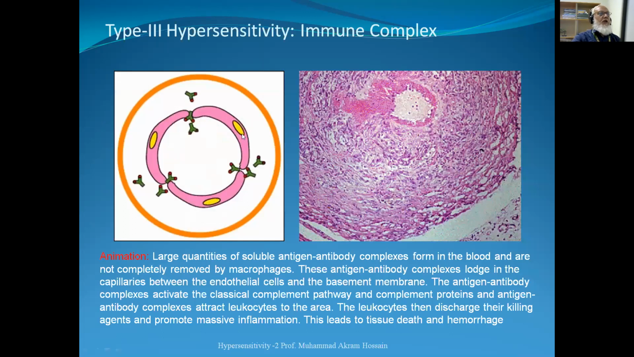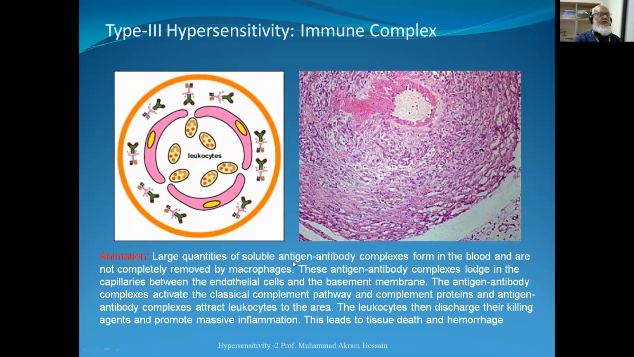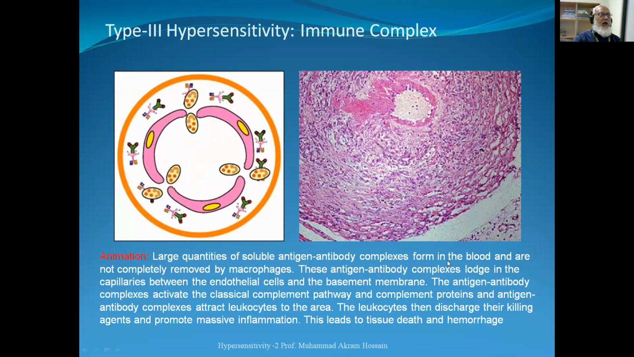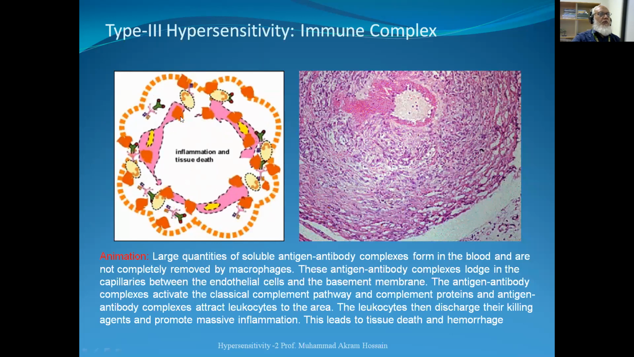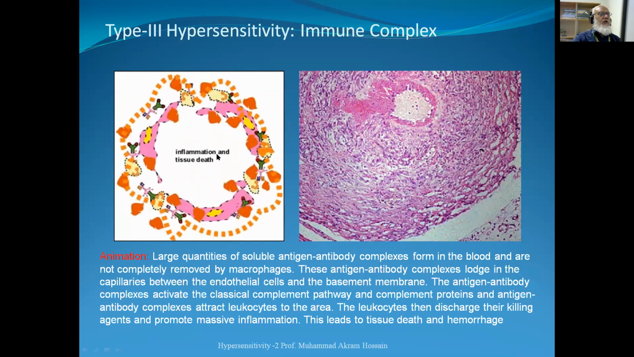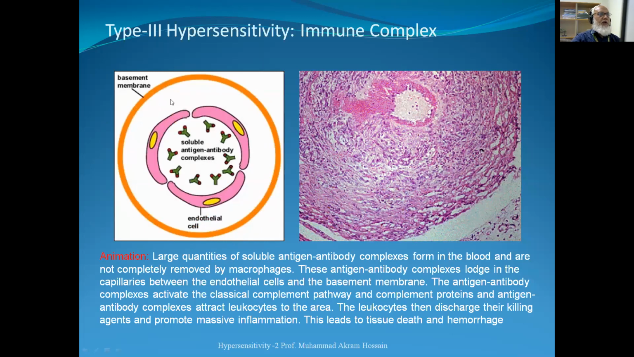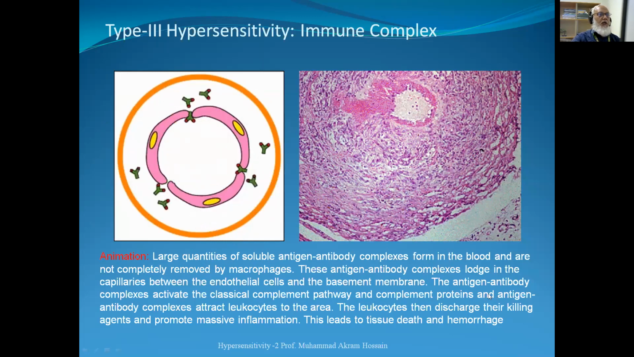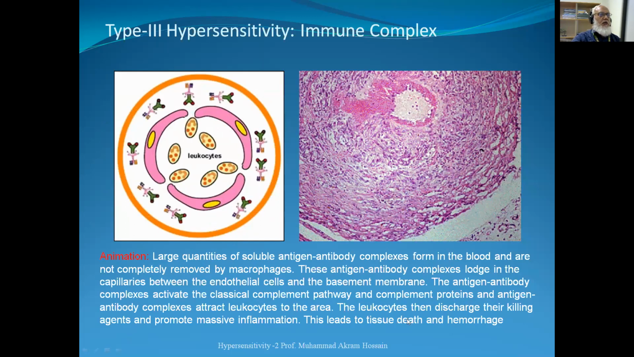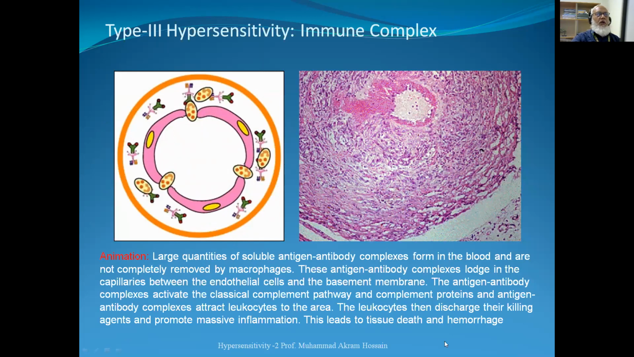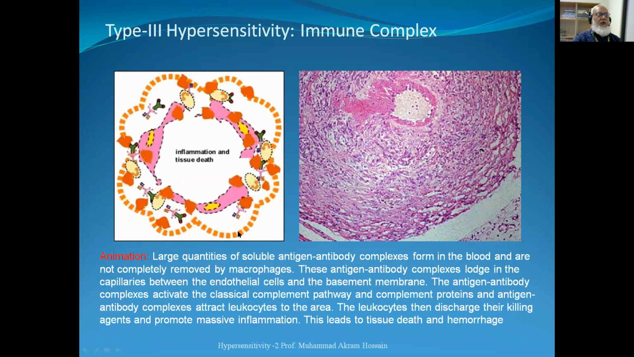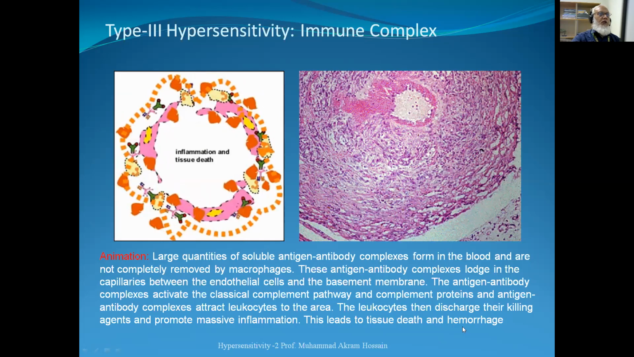Immune complex, you can see the animation here. When large quantities of soluble antigen antibody complexes are formed in the blood, they are not completely removed by the macrophages. These antigen antibody complexes lodge in between endothelial cells and basement membrane. These antibody complexes activate the classical complement pathway. Then leukocytes will come here. Leukocytes discharge their killing agents and promote massive inflammation. This leads to tissue death and hemorrhage.